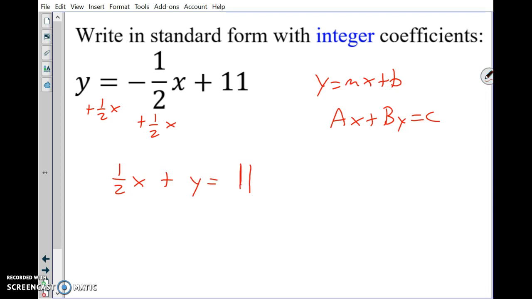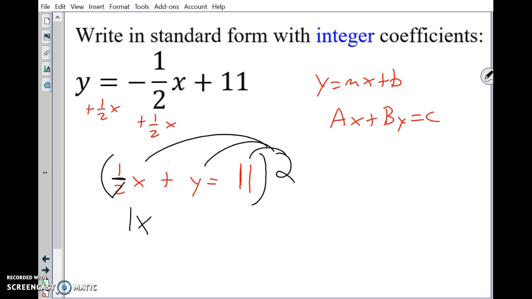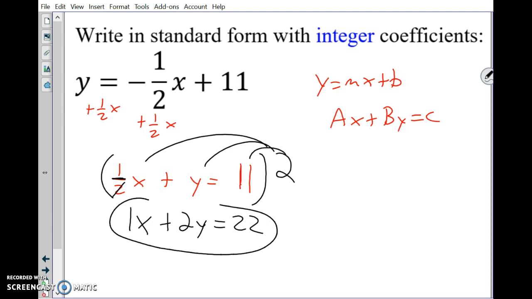Okay, get rid of the fraction part now. This is a divide 2. A fraction again means divide. So we look at the denominator and we say we're going to take everything times 2 to wipe out that denominator. When we distribute it times 2, this just becomes 1x. The divide 2 is gone. We have 2y and then 22. So hopefully we got 1x plus 2y equals 22.